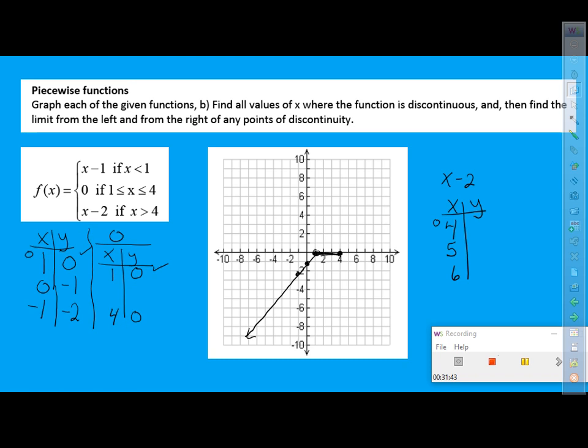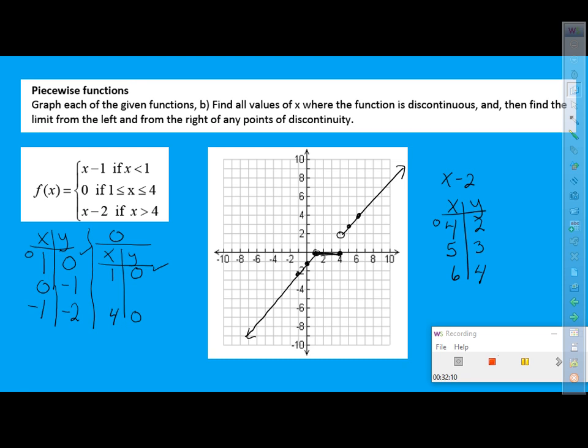If I plug in 4, I'm going to get a 2. If I plug in 5, I'm going to get a y value of 3. If I plug in 6, I get a y value of 4. So now let me graph that piece. I got 4, 2, open dot. I got 5, 3, closed dot. And I got 6, 4, closed dot. So let me graph that little piece there. So there's where we are.